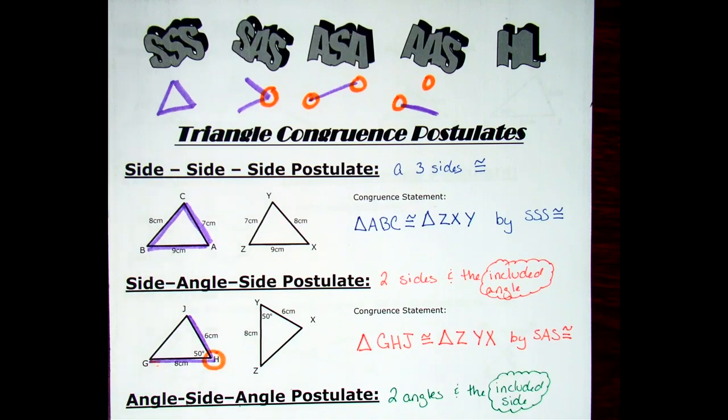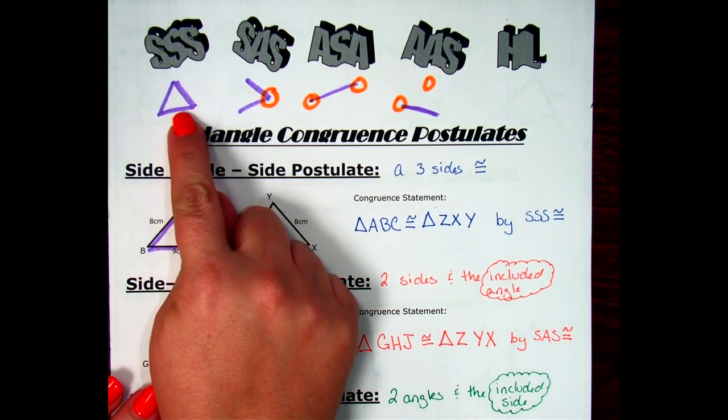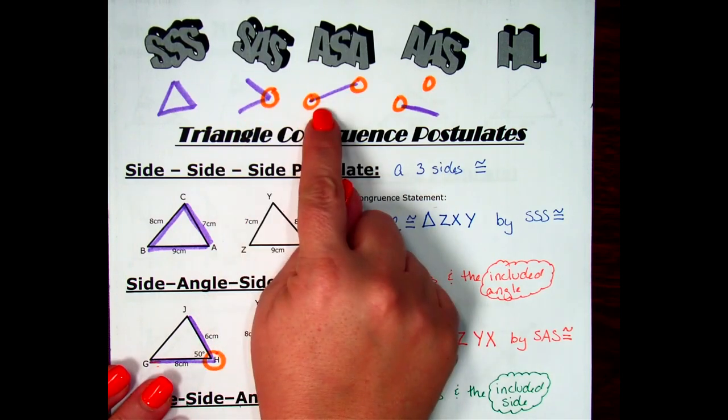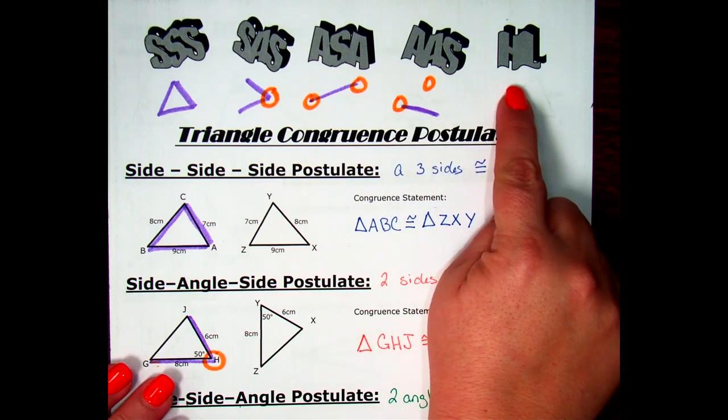Hi, welcome back. In the last video, we looked at some congruence postulates and ways we could show triangles are congruent without having to show all three angles are congruent and all three sides are congruent. So we had a side-side-side shortcut, a side-angle-side shortcut, an angle-side-angle shortcut, and an angle-angle-side shortcut. And then I told you that in this video, we'd be looking at what this HL stands for.